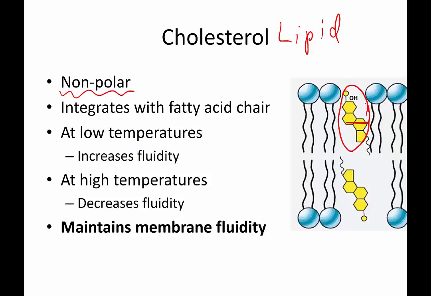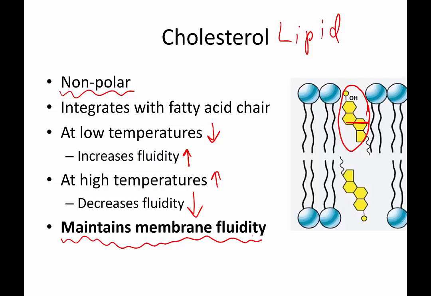So at low temperatures, it actually increases fluidity. So low temperatures increase fluidity. And the flip side of that, at high temperatures, it actually decreases fluidity. So if you take this together, essentially cholesterol maintains membrane fluidity. So at low temperatures, when these phospholipids are sort of more compact, it's going to help space them out. At high temperatures, when the phospholipids are sort of spread out, it's going to help compact them back together. So really, the main function of cholesterol is to maintain membrane fluidity.